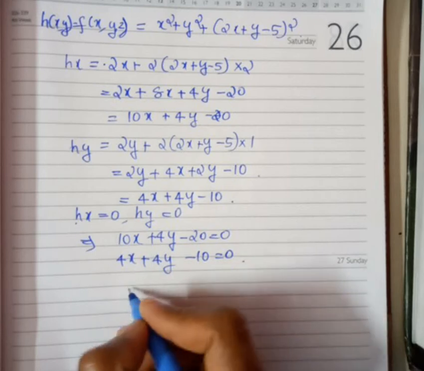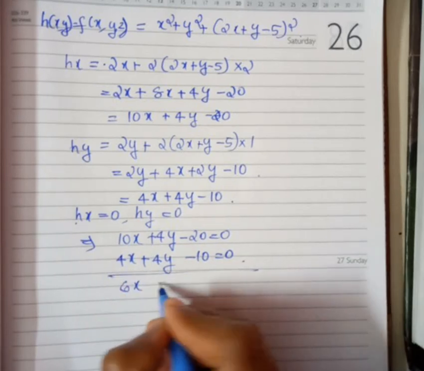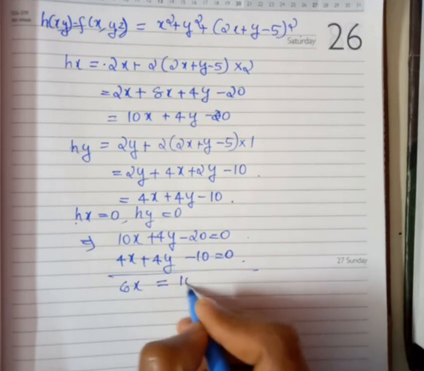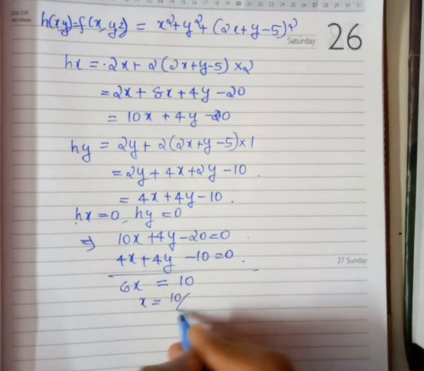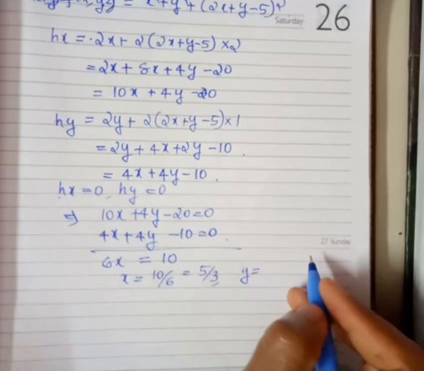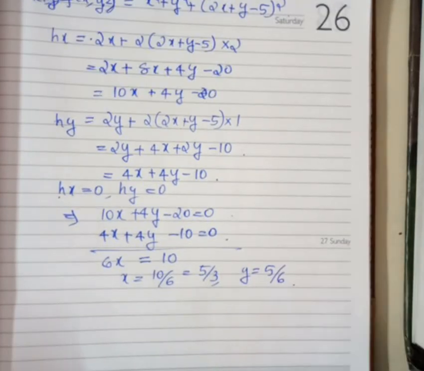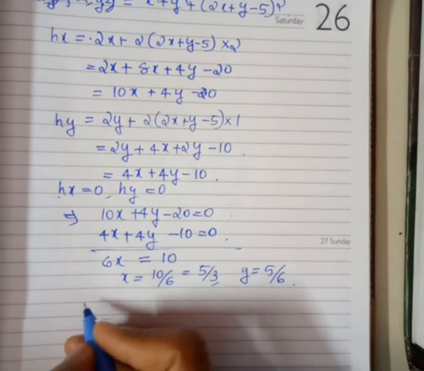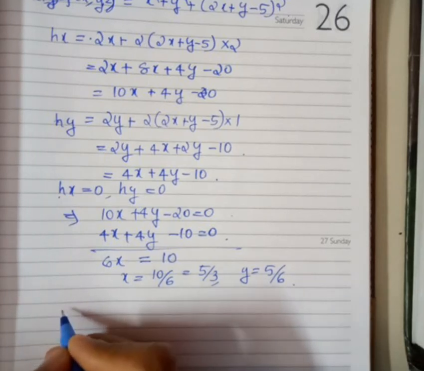Okay, subtract these, then 6x equal to 10. So x equal to 10 by 6 equal to 5 by 3. Similarly, by substituting this, we will get y equal to 5 by 6. This is a critical point. So next evaluate this point at which this function will have the minimum value.